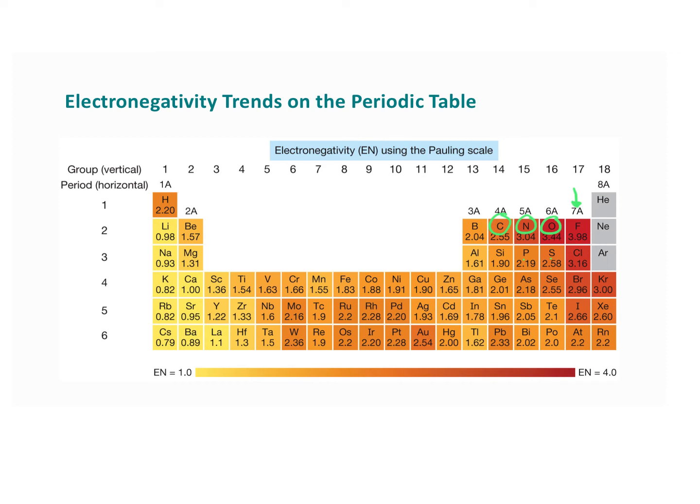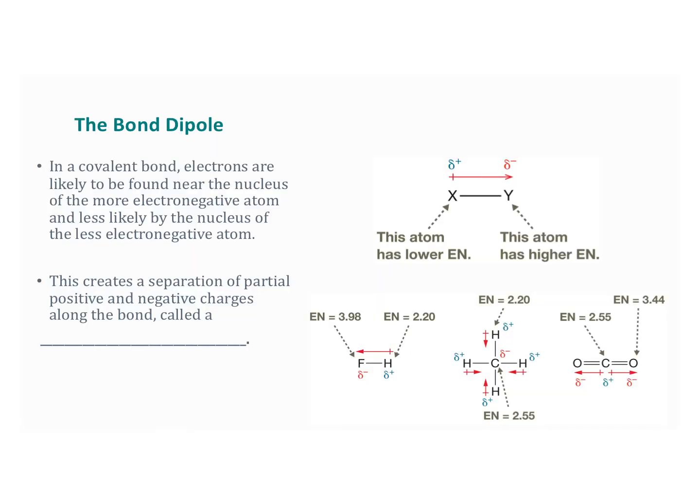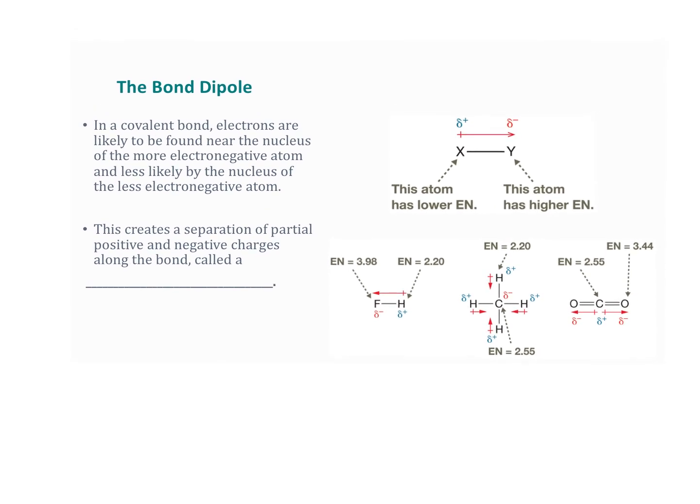So in a covalent bond, electrons are likely to be found near the nucleus of the more electronegative atom. And they're less likely to be found by the nucleus of the less electronegative atom. And so we talk a lot about kind of the evil big sister principle.